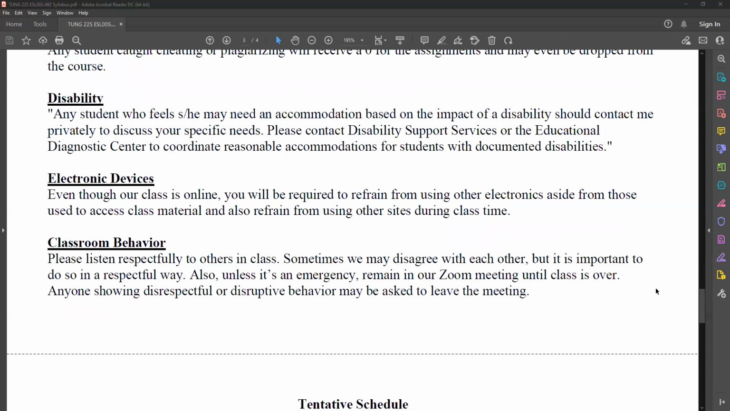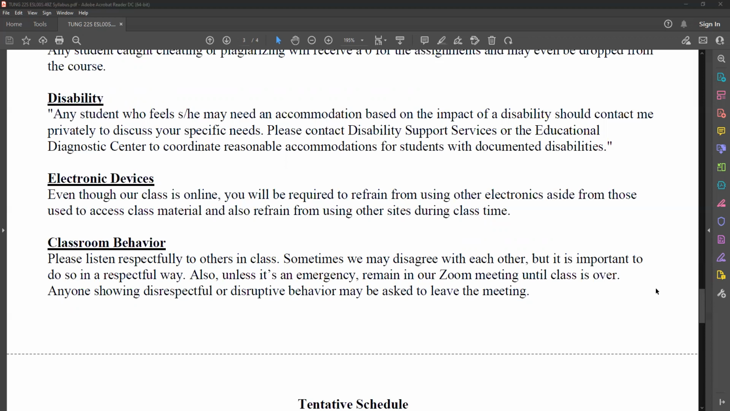Electronic devices: even though our class is online, of course, you don't want to be distracting yourself with your phone or other things going on. Of course, if there's an emergency or if there's something very, very urgent, go ahead. You don't have to let me know. Just go ahead, just like a normal class, right? If you need to go for some emergency reason, go ahead.